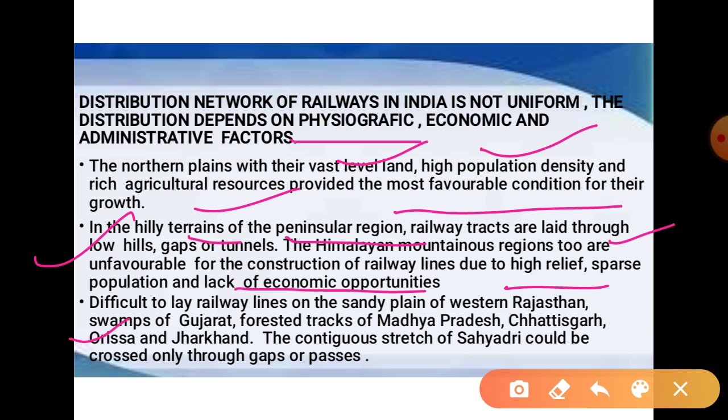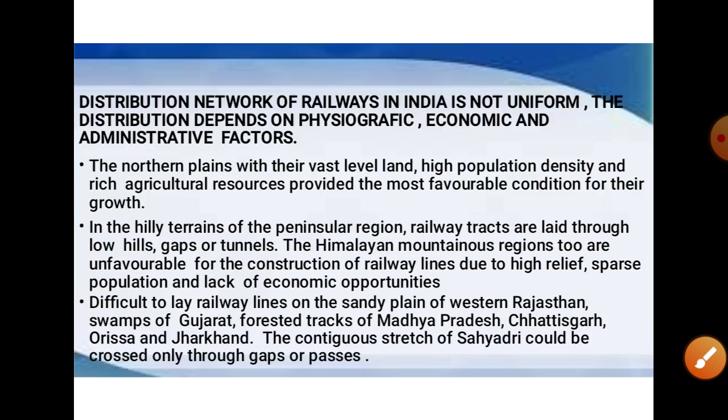It is also difficult to lay railway lines on the sandy plains of the western area. If we see all the directions of India, the northern plain gives very good facilities. When we talk about Rajasthan, basically western Rajasthan, there are sandy plains, then the swamps of Gujarat, the forests of Madhya Pradesh, Chhattisgarh, Orissa and Jharkhand, and the contiguous stretches of the Sahyadri. Sahyadri means the Western Ghats, between Goa and Maharashtra, the entire Maharashtra area. The Sahyadri could be crossed only through gaps or passes. So these areas do not give good conditions for the construction of railway tracks.